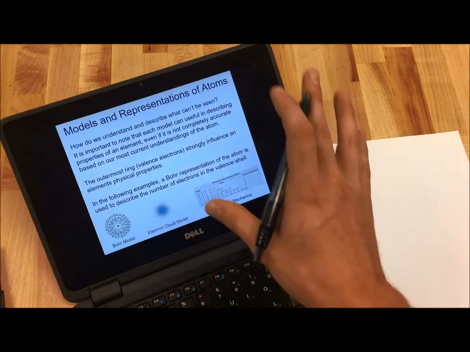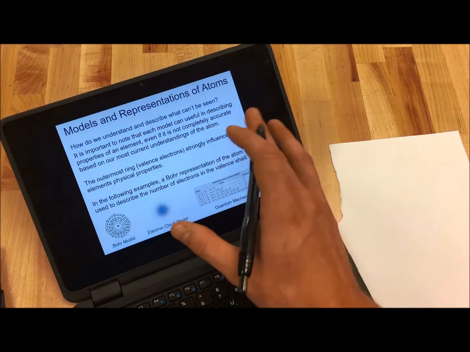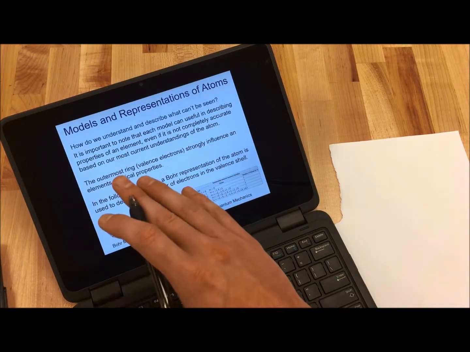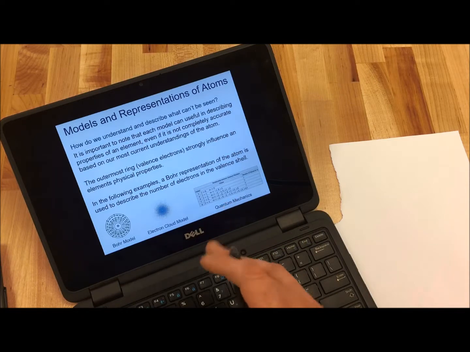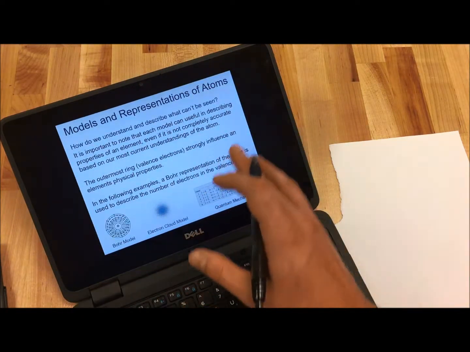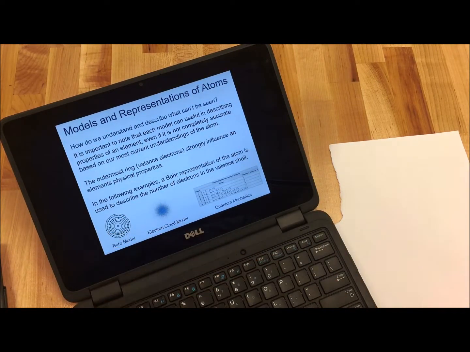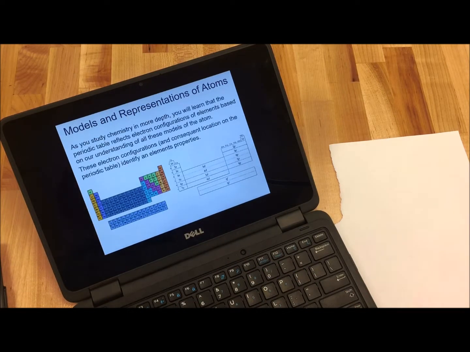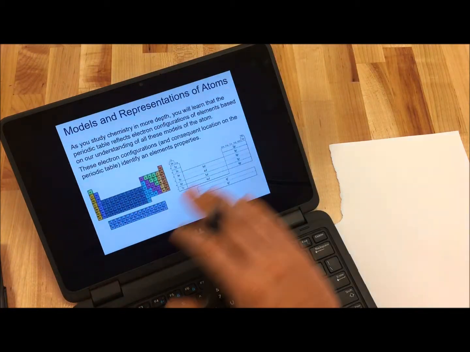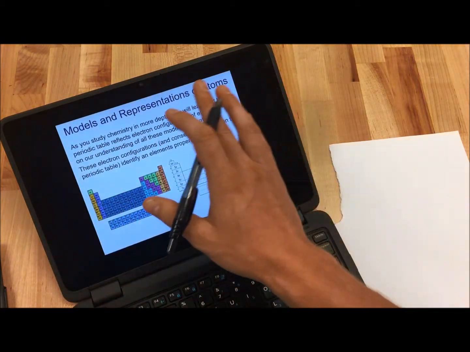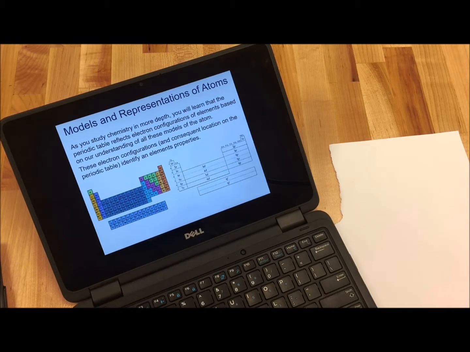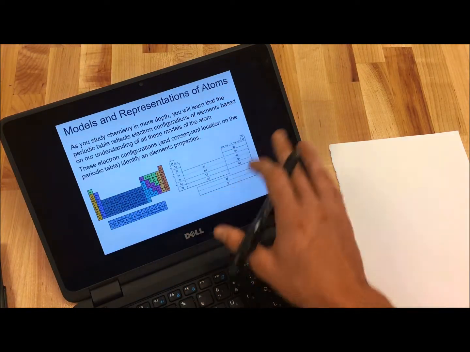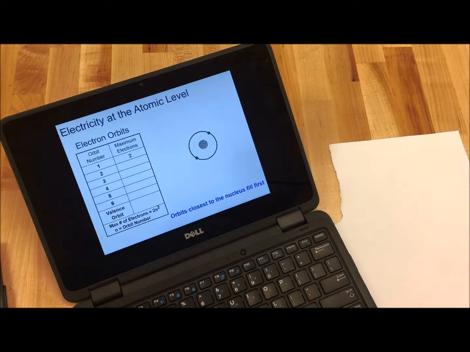So how do we understand and describe what can't be seen? It's important to note that each model can be useful in describing properties, but not completely accurate based off our most current understanding. So that's the reason for the Bohr model, to help us figure out the valence electrons. When you get into chemistry, you'll use these models and graphs to determine different electron configurations, but we're not getting into this in this class. It's just a little fun fact knowledge.